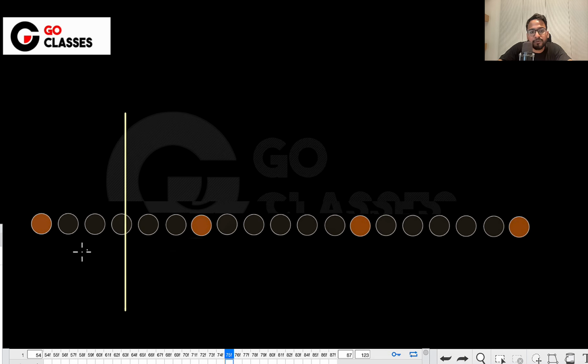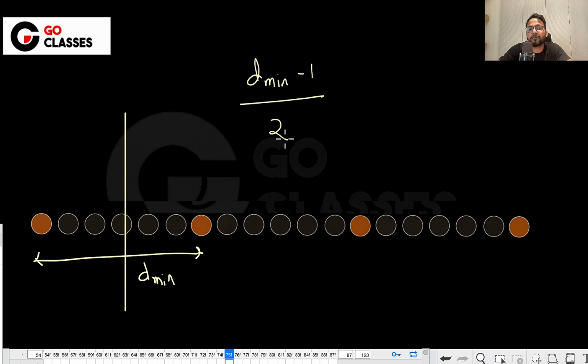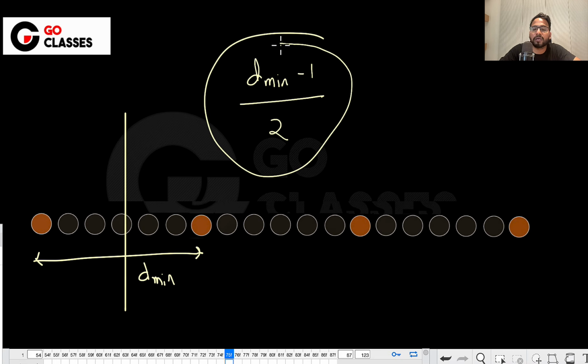If the minimum Hamming distance is d, the number of invalids in between is d minus 1, and I'm dividing the number of invalids into equal parts, by 2. So if the minimum Hamming distance is d, these many bits of error you can correct. So these many bits of error you can correct.